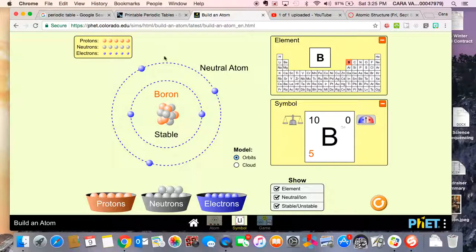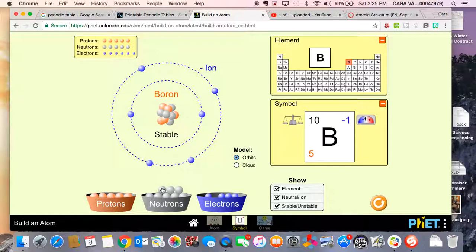There's no charge here because if you look up here, we have 5 electrons, 5 protons, they cancel each other out. What happens if I add another electron? Now it's a -1. We have 6 negatively charged electrons and 5 positive protons. There's more electrons than protons, which is why we see that -1 right there.